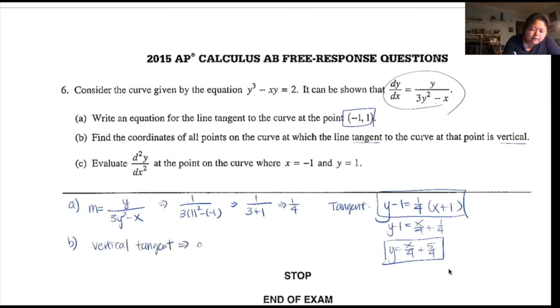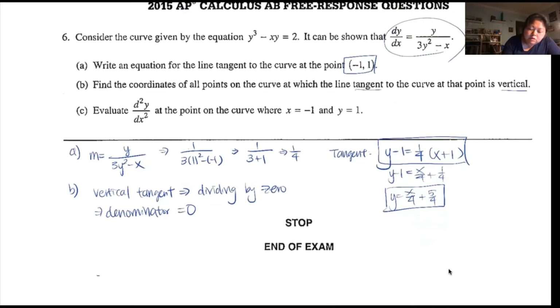means that you are dividing by 0. And in other words, if it's a fraction, then that means the denominator must equal 0. It doesn't matter what's at the top, the bottom must equal 0. So that means then my slope here, this denominator must equal 0 to have this vertical tangent. So you have 3y squared minus x must equal 0. So you get 3y squared equals x.